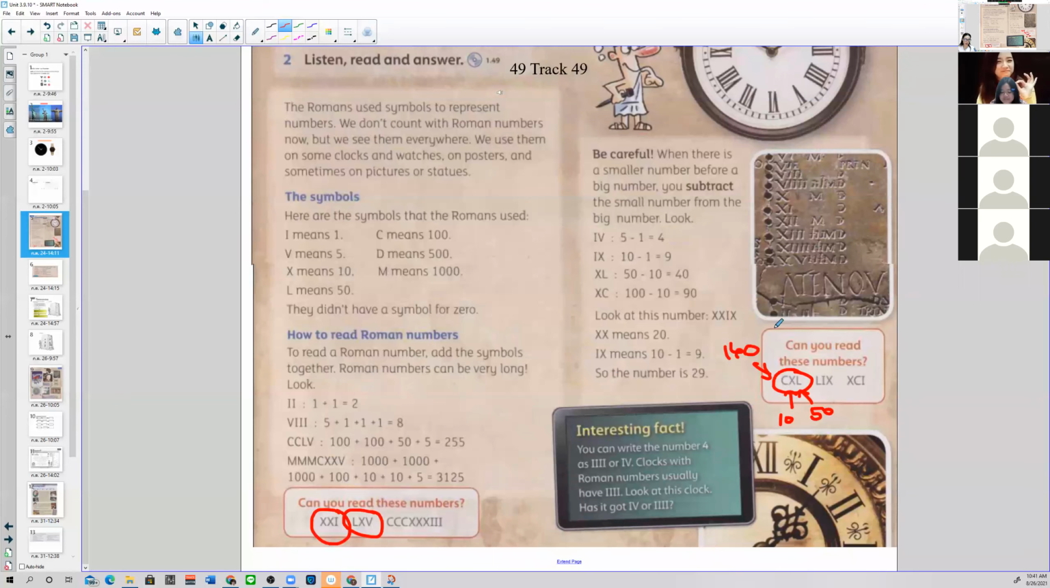Okay, next one is LIX. LIX. What are those numbers?